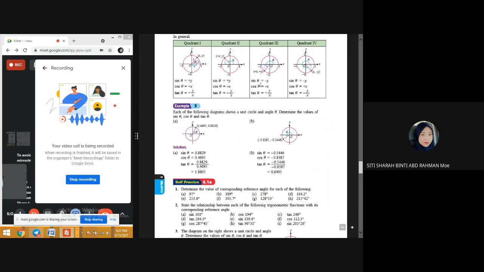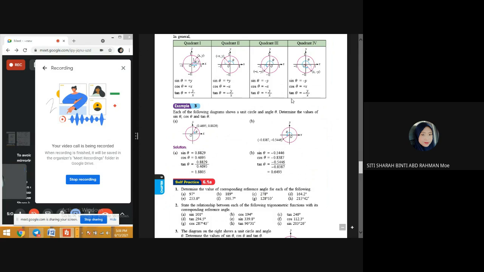So then for cos theta, cos will be adjacent. The adjacent is still negative, and the hypotenuse is positive. So it will be negative divided by positive, so we will get a negative value. For the tangent, we will use the y value over the x value. Y is negative, and x also negative. So negative y divided by negative x, we will get a positive value. So for the third quadrant, only tangent will be positive. Sine theta is negative y, cos theta will be negative x, and tangent theta will be y over x.